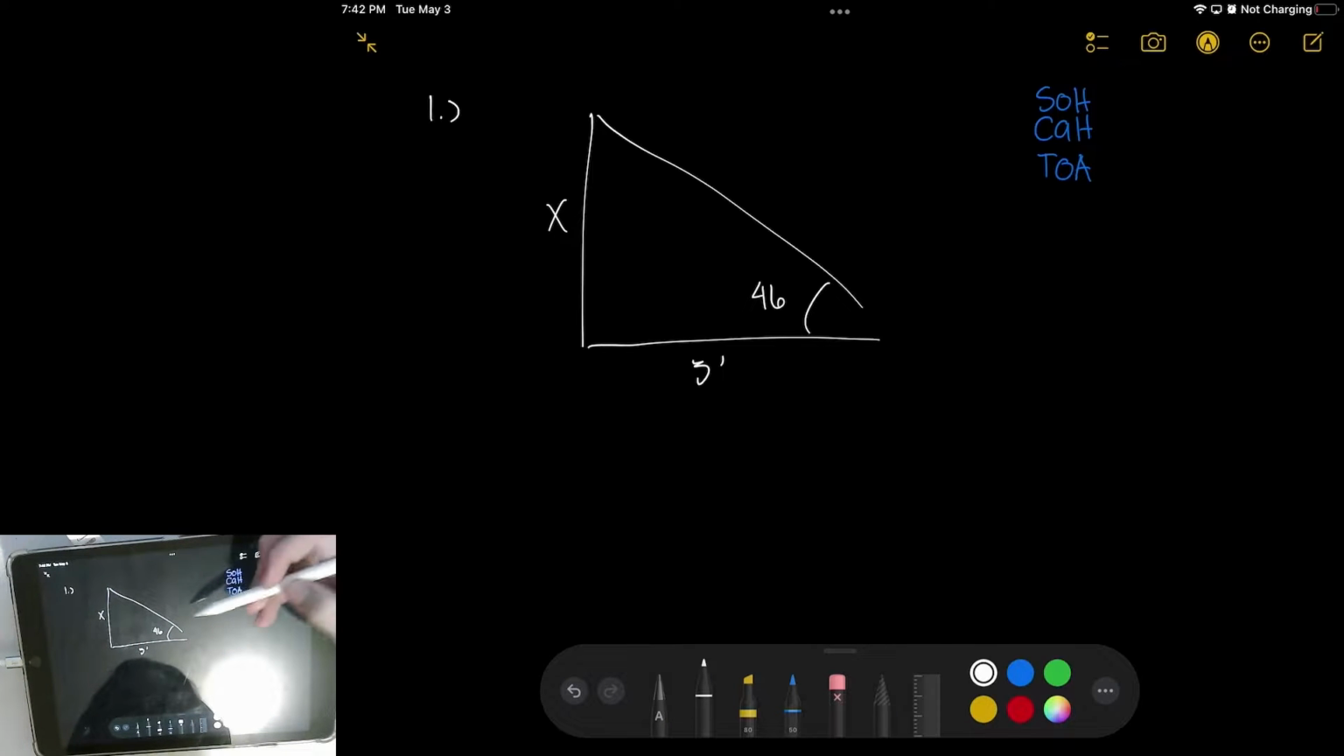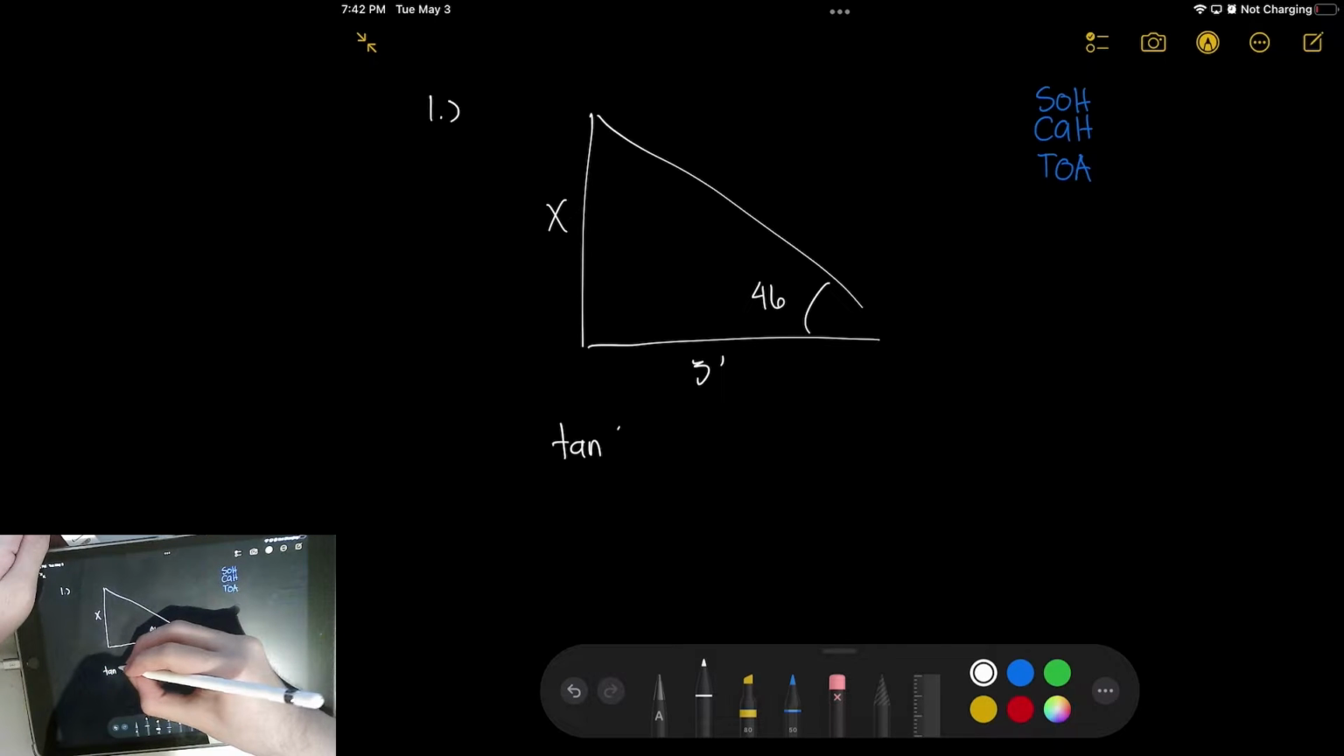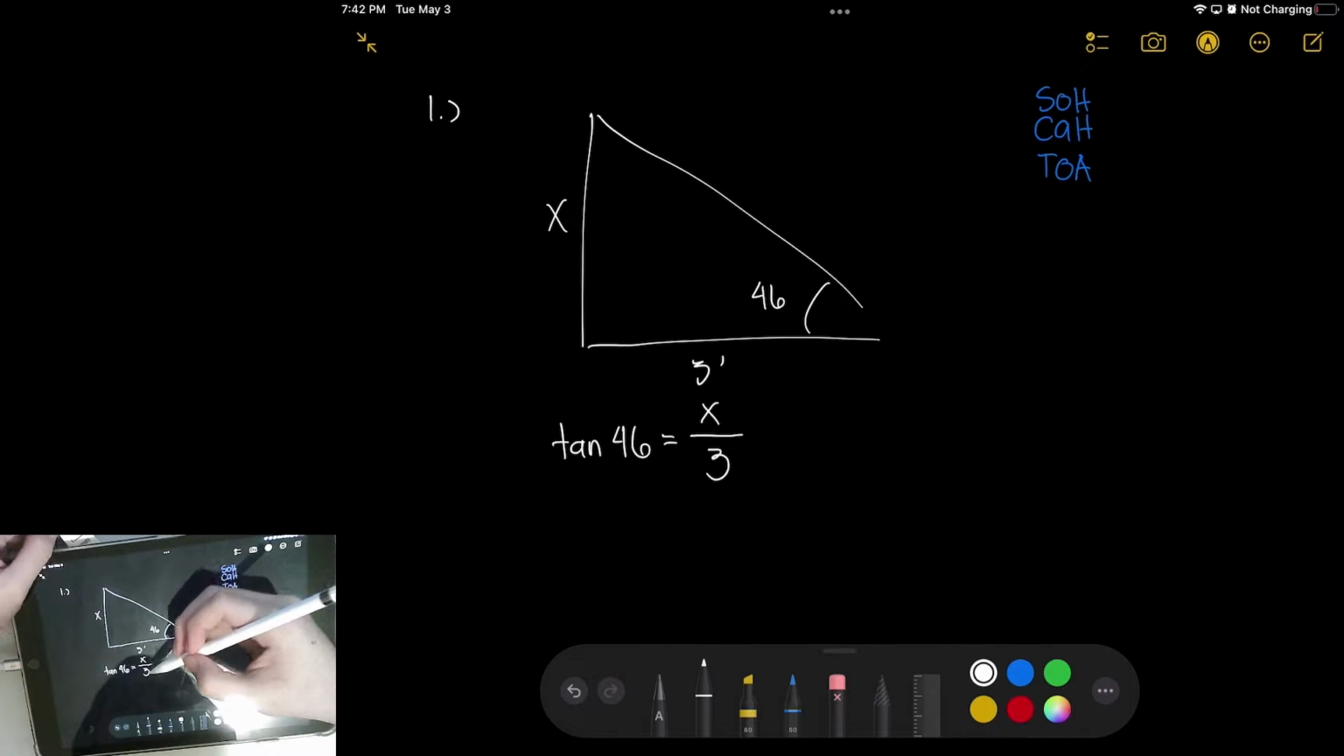What we're looking for is the opposite side, and what we are given is the adjacent side. So we have to use tangent. So we can write this as tan 46 is equal to opposite, so x, over adjacent, 3. Then we've got to cross multiply this in order to eliminate the denominator.